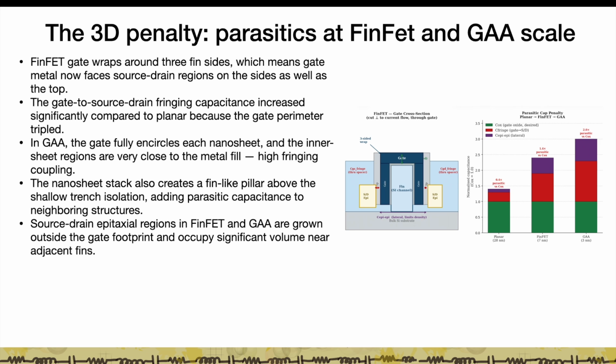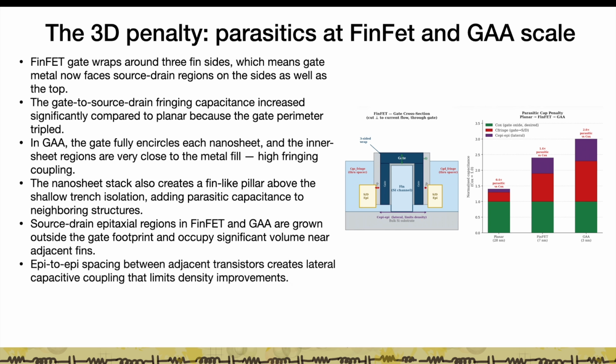The source-drain epitaxial regions in the FinFET and GAA are grown outside the gate footprint, in the access regions. They are volumetric. They fill the space between the fins and the nearest neighboring fin. Two adjacent fins, if they are close enough, will have epi regions that are within a few nanometers of each other. That's epi-to-epi capacitance between the source of one transistor and the drain of its neighbor. It's a new leakage path that planar devices never dealt with.